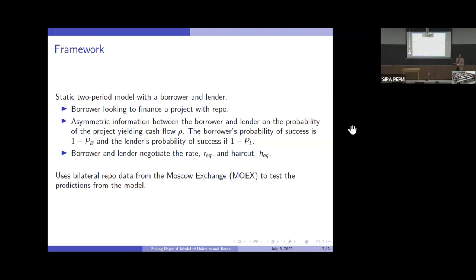And this is bilateral repo data, so it's not going to suffer from some of the problems we have with US data. We can see the borrower's identity, we can see the lender's identity, and they negotiate directly. They talk about the collateral quality, the interest rate, et cetera. If you are familiar with some of the US repo markets, he doesn't have to worry about the GC market or tri-party clearing or anything like that. So in some sense it's a very nice data set to test his predictions.